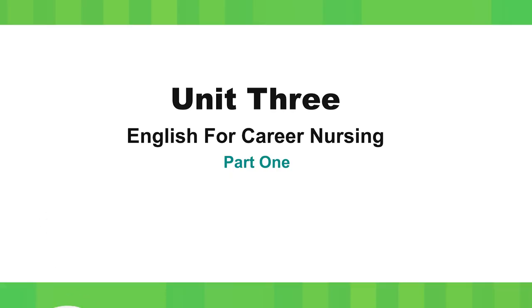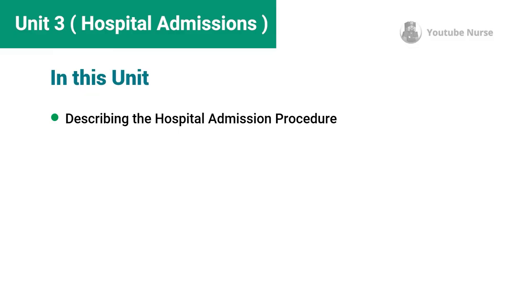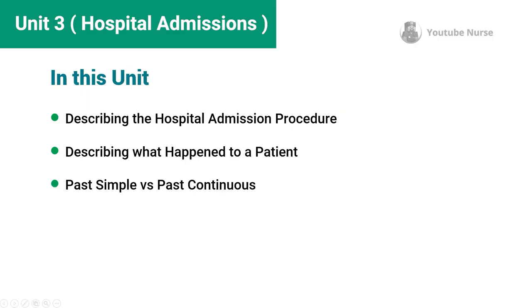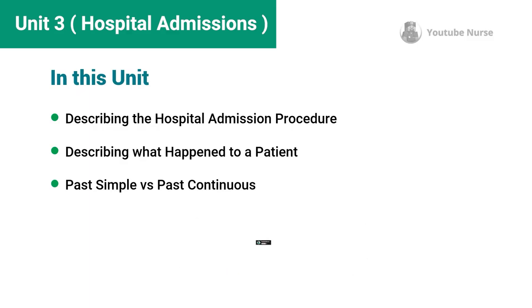Today we're diving into Unit 3 of English for Careers Nursing, Hospital Admissions. First up, we'll walk through how to describe the hospital admission procedure, step by step, so it's clear and easy. Then we'll learn how to talk about what happened to a patient using the right kind of language. We'll also dive into some grammar with past simple versus past continuous. Don't worry, I'll make it simple and fun for you.